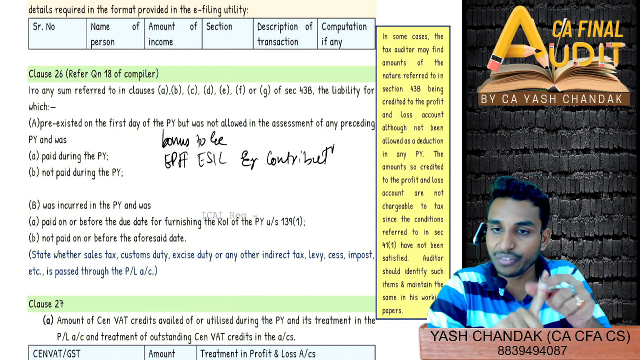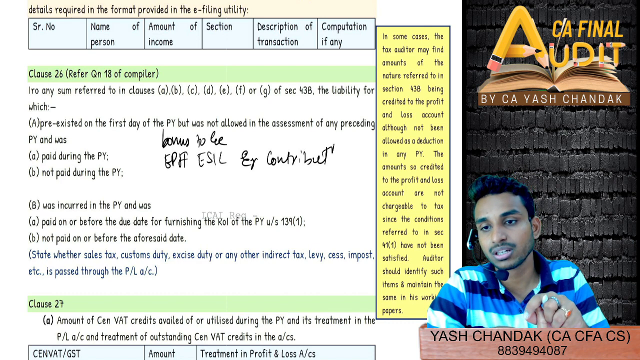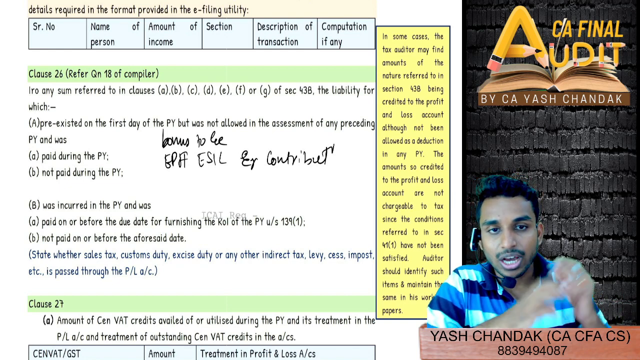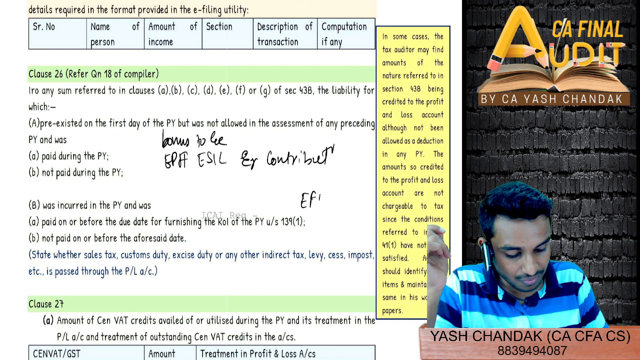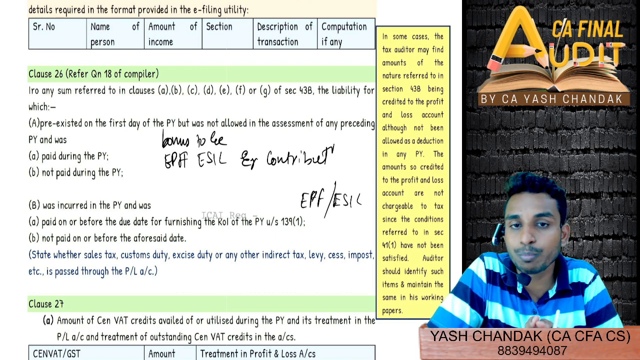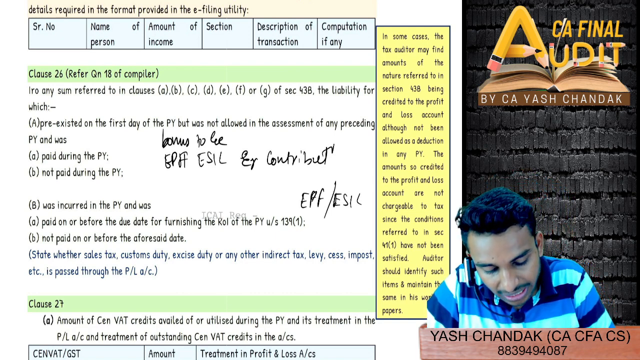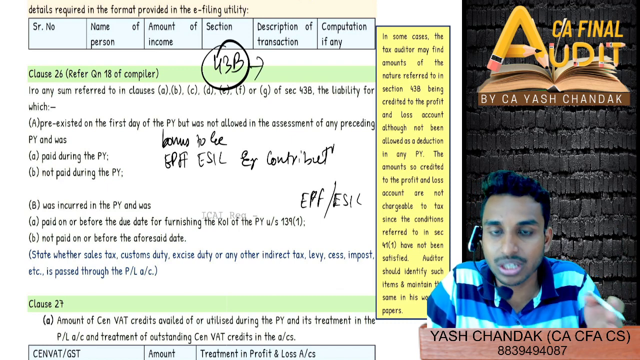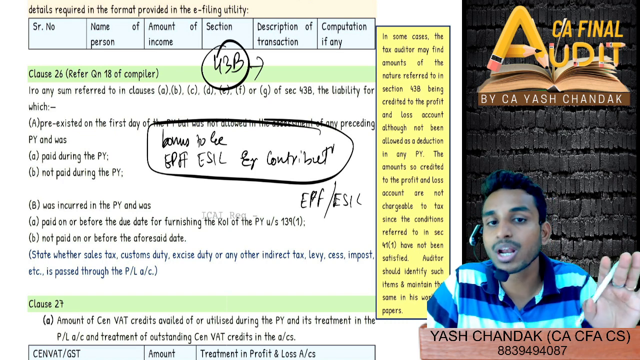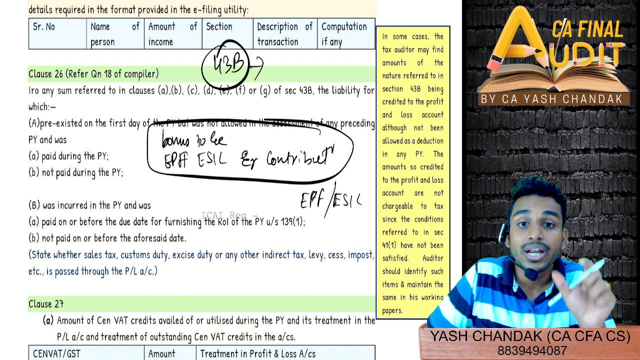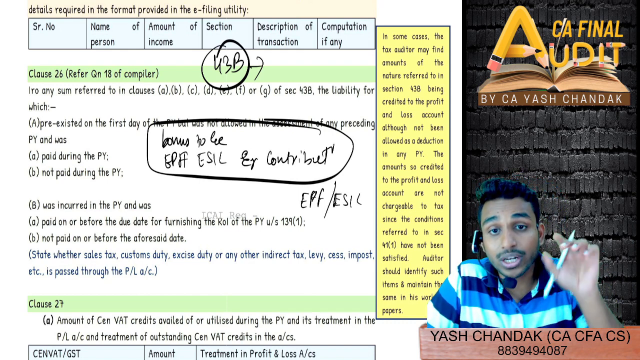If you fail to pay the employee contribution within the due date, then you won't be allowed that expense as a deduction at all. Recently a judgment came, if you remember. Earlier, what used to happen, EPF and ESIC employer contribution, even if I failed to pay within the due date, I used to take that deduction under section 43B on payment basis. Because what does section 43B say? All this expense will not be allowed to you unless you pay it before the due date of return of income. Due date, not actual date of return of income.